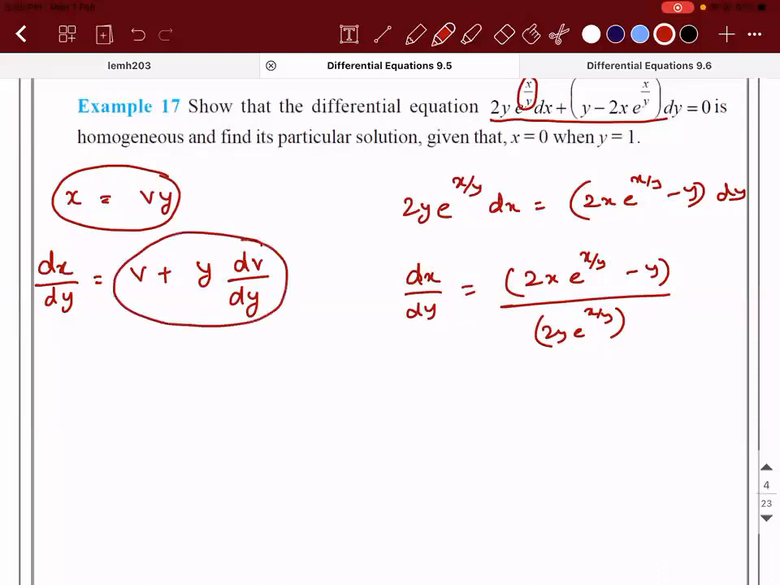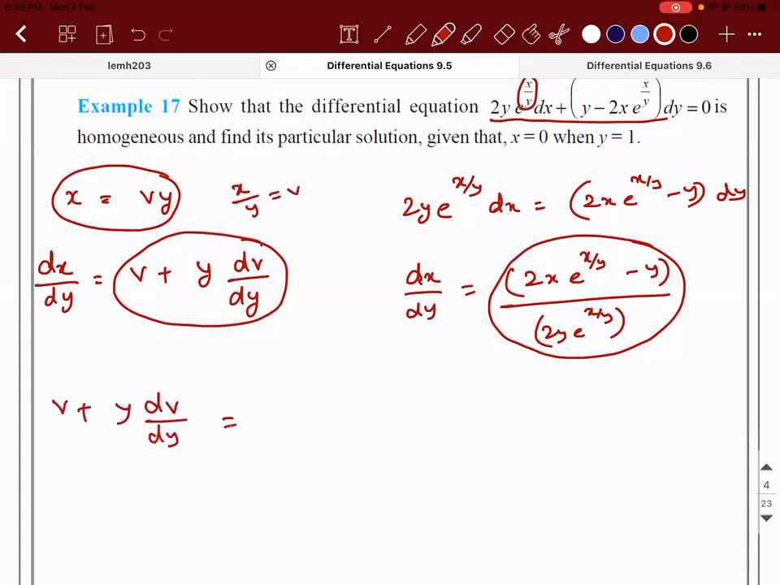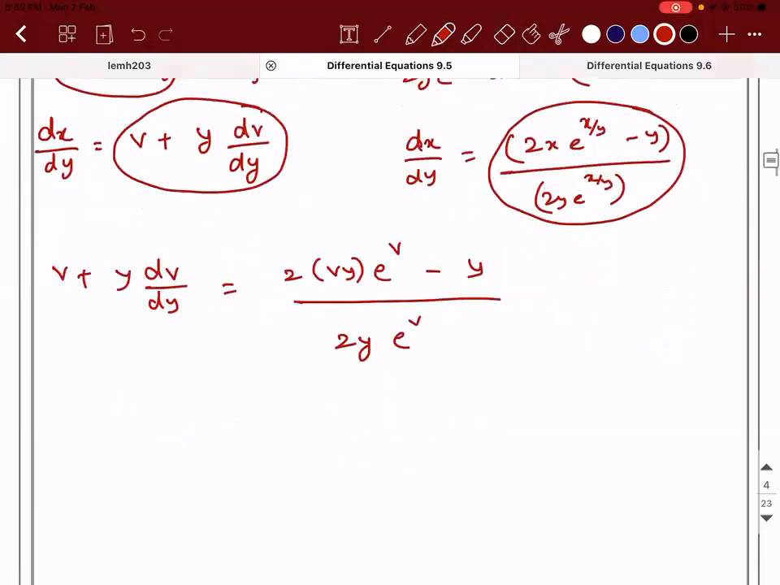So equate this dx by dy and this dx by dy, and you will put x is equal to Vy, or x by y is equal to V. You will take and substitute it here. V plus y into dv by dy is equal to 2 into Vy into e power v minus y, the whole divided by 2y into e power v.